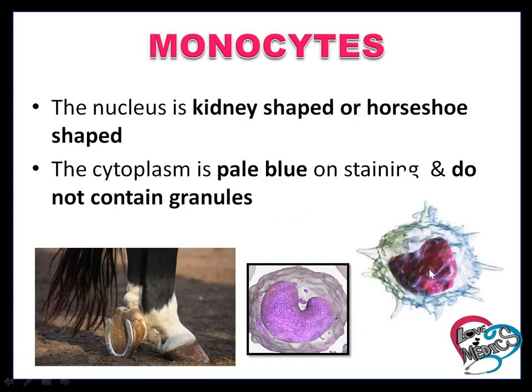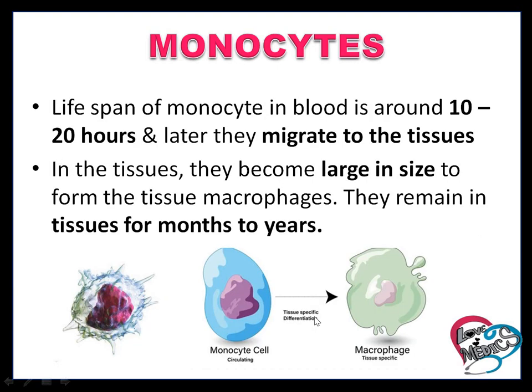The nucleus is kidney shaped or horseshoe shaped. The cytoplasm is pale blue on staining, and it does not contain granules. It is an agranular cell, right? So it does not contain granules. The lifespan of monocyte in blood is around 10 to 12 hours, later they migrate to tissues. In tissue, they become larger in size and form the tissue macrophages. They remain in tissues for months to years.